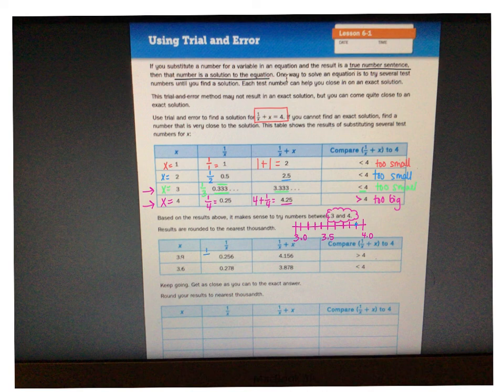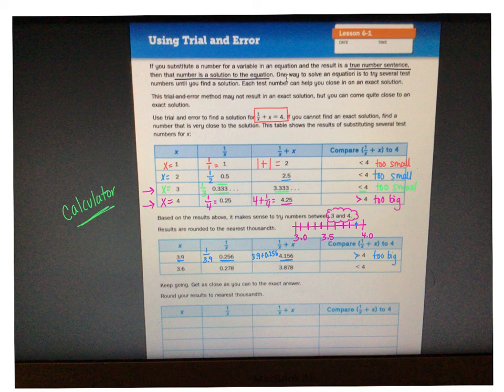1 over 3 9/10. Remember that fraction bar means to divide. We're using our calculator for all of this. It's very important. Use your calculator, okay? When I put 1 over 3 9/10 there, and I divide, I get a decimal of 256 thousandths. Add it to my 3 9/10. And when I add those together, I get a little bit greater than 4. So it's still too big, but I'm getting closer, right?